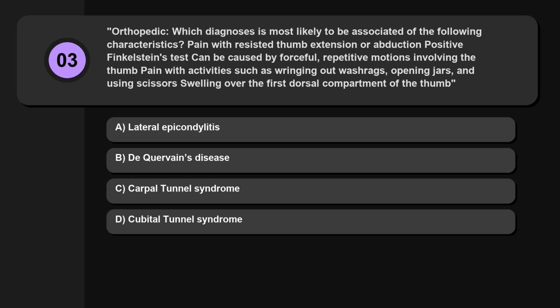Positive Finkelstein's test can be caused by forceful, repetitive motions involving the thumb. Pain with activities such as wringing out wash rags, opening jars, and using scissors. Swelling over the first dorsal compartment of the thumb. Option A. Lateral epicondylitis. Option B. De Quervain's disease. Option C. Carpal tunnel syndrome. Option D. Cubital tunnel syndrome. The correct answer is option Nan.